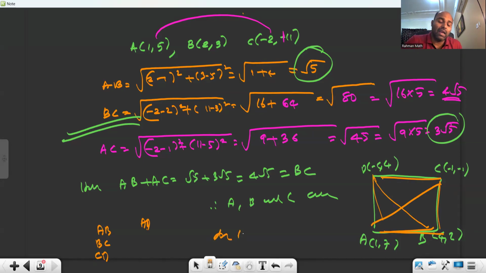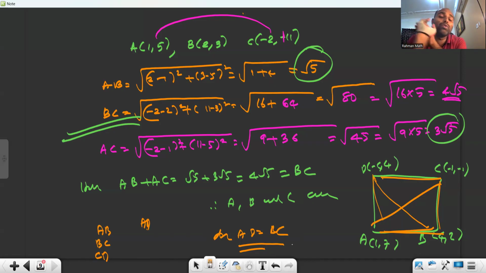The hint you can write: diagonals AD and BC should be equal. Diagonals also should be equal, and all the sides should be equal. If it comes like that, it is a square. Otherwise, only sides equal means it can be a rhombus.